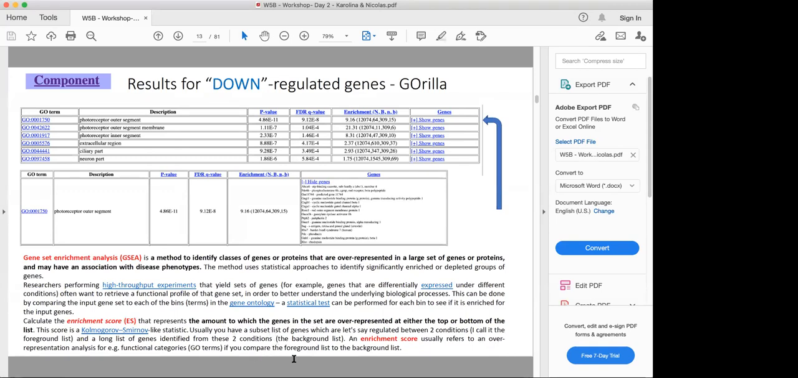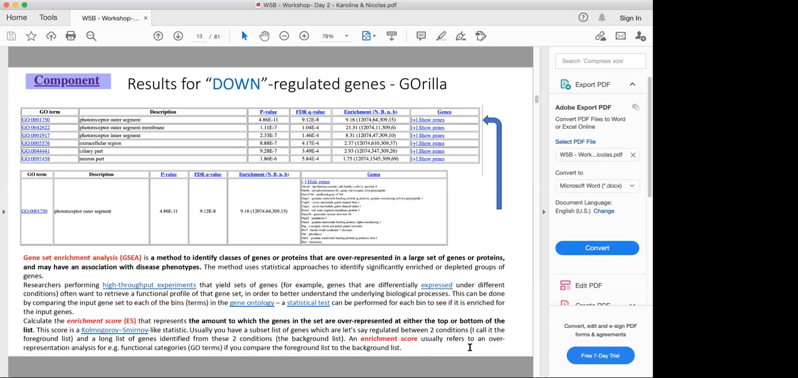Usually, if you have, for example, two lists of genes up- and downregulated between two conditions, we take the foreground list and the long list. Let's say that we are comparing two conditions, and we have a subset list of the genes, which we call the foreground list, and a long list of the genes that we can identify from these two conditions. This would be the background gene list. The foreground list would be, for example, our upregulated or downregulated gene list, and the long list of the genes identified from the differential expression would be the background list.